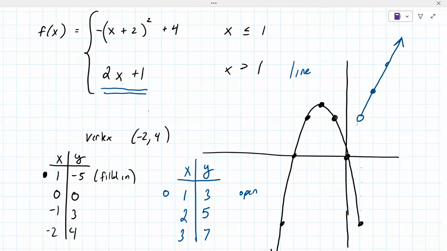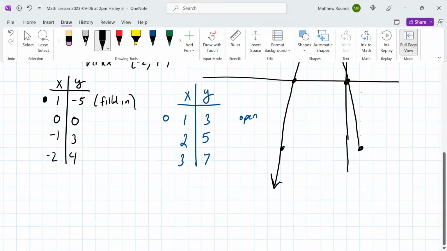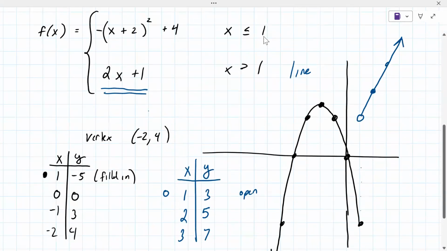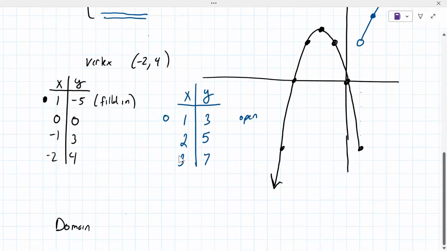Okay. All right, so let's talk about the domain and range here real quick. The domain actually comes from the pieces right here. The first piece is less than or equal to 1. The second piece is greater than 1. There's no restriction, so it's minus infinity to infinity.